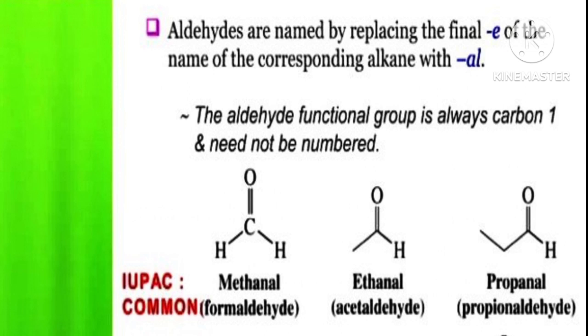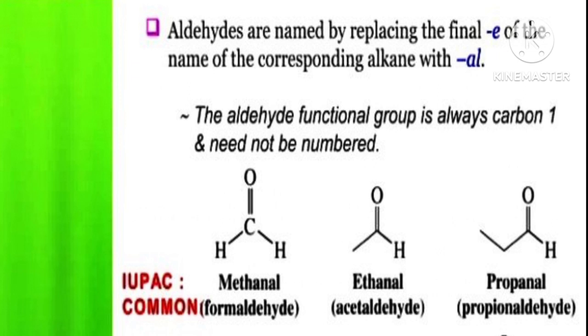Aldehydes are named by replacing the final E of the name of the corresponding alkane with AL. The aldehyde group is always carbon 1 and need not be numbered. IUPAC names: methanal, ethanal, and propanal. The common name of methanal is formaldehyde. The common name of ethanal is acetaldehyde. The common name of propanal is propionaldehyde.